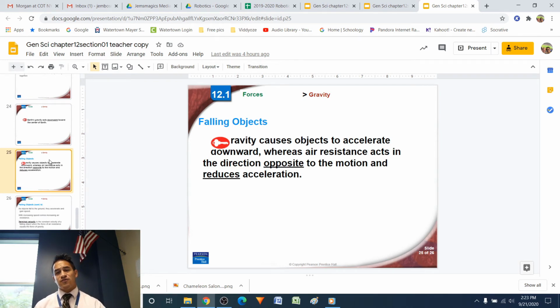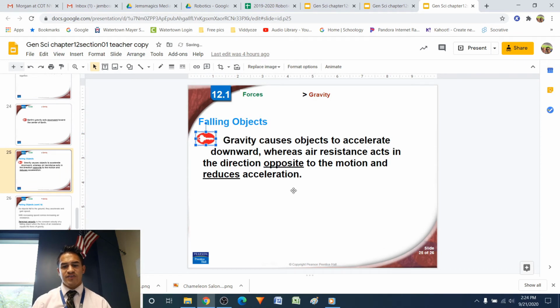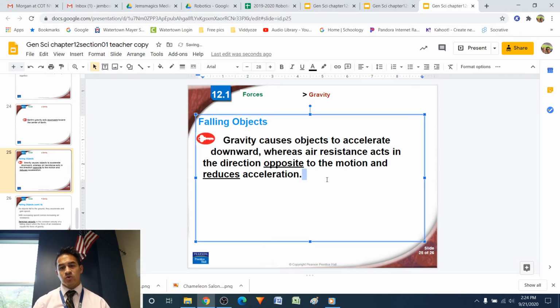So objects that are falling, of course, are falling because of gravity. Gravity causes these objects to accelerate downwards, whereas as they fall, air resistance or fluid friction is always going to be pushing upwards on those objects in the opposite direction, which of course is going to reduce your acceleration. This is a really important factor because this is why parachutes work, right?